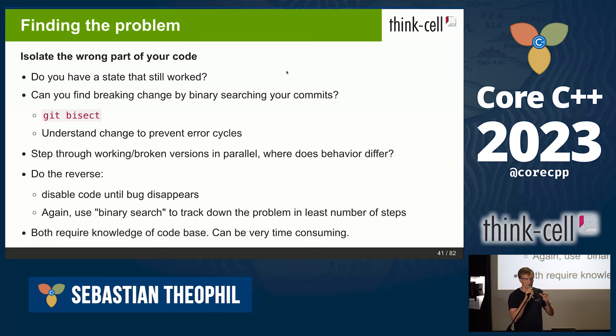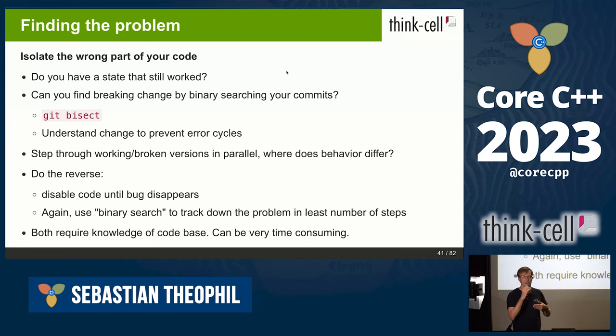So if you can do, for example, a bisect on your version control and find out what caused that bug, you can look at both issues at the same time and maybe find a solution for both issues, the old one and the new one. You can also step through the working and the broken version in parallel and find out where they differ. That might be a good technique.